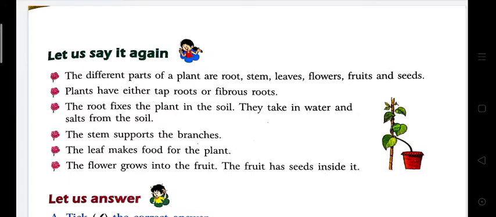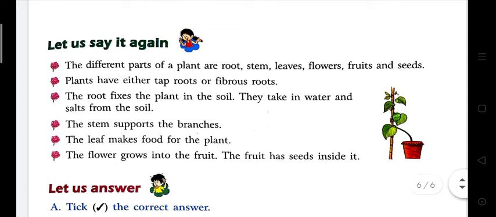Okay, let us say it again. The different parts of a plant are roots, stem, leaves, flowers, fruits and seeds. Plants have either taproots or fibrous roots.